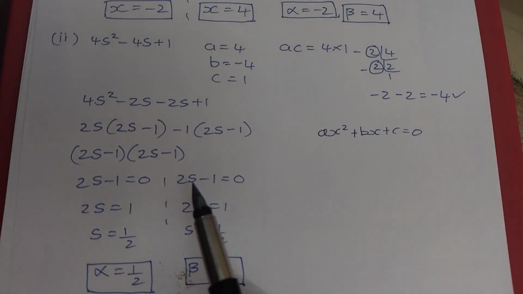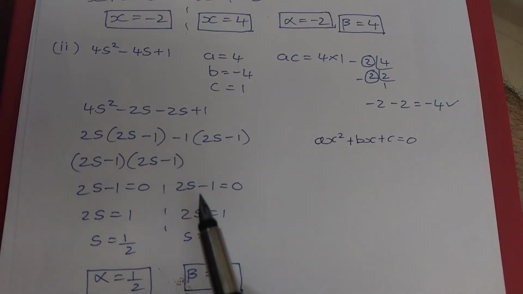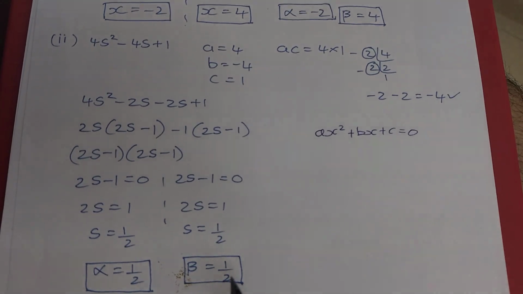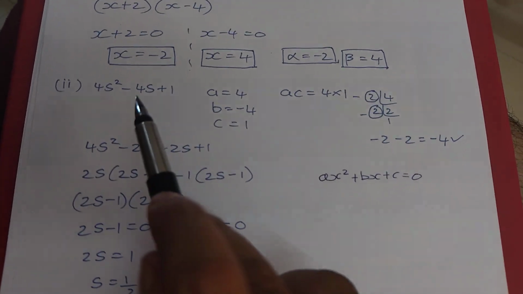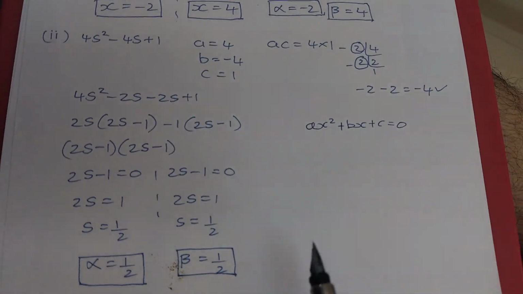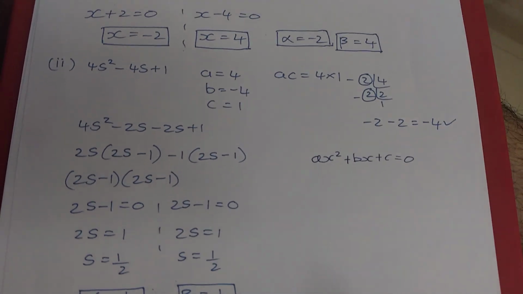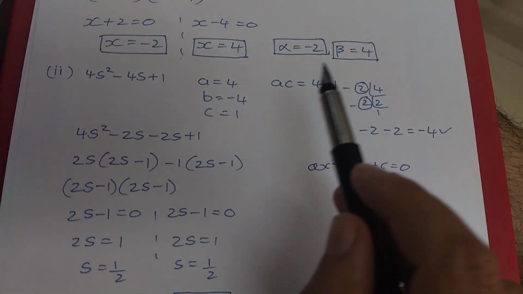Exactly the same. 2s minus 1 is equal to 0. So we are doing this for this particular factor. So alpha and beta are both zeros of the quadratic polynomial 4s² minus 4s plus 1, and they both are identical to each other. I hope this process is further clarified.